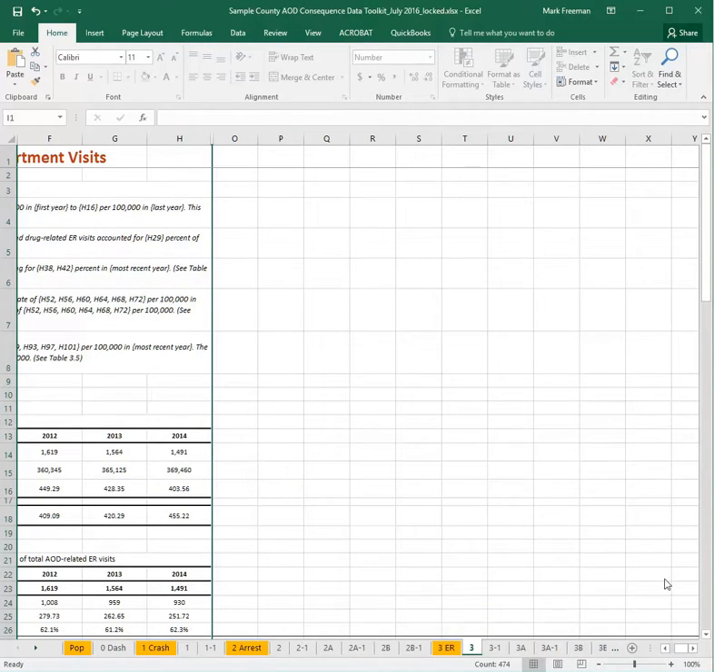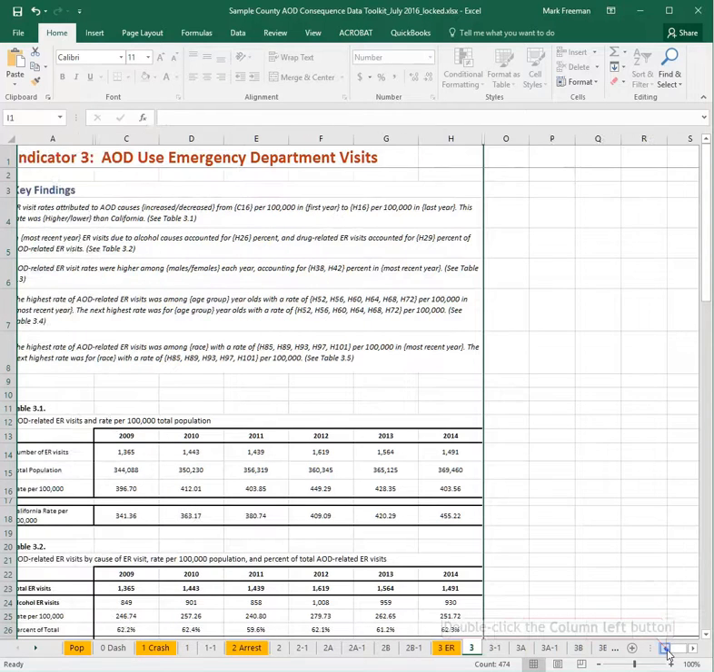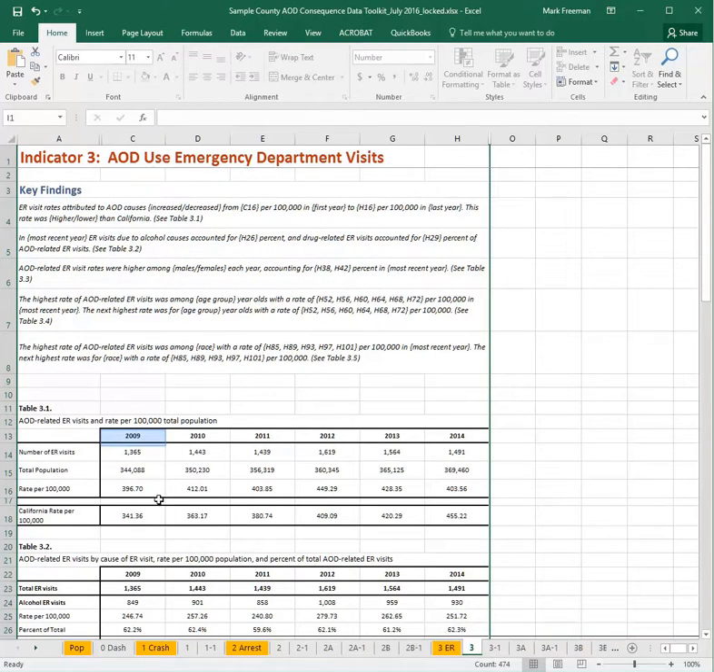Then you can scroll back. Now we have optimized the display for our toolkit. The most important reason to do this is for the charts.